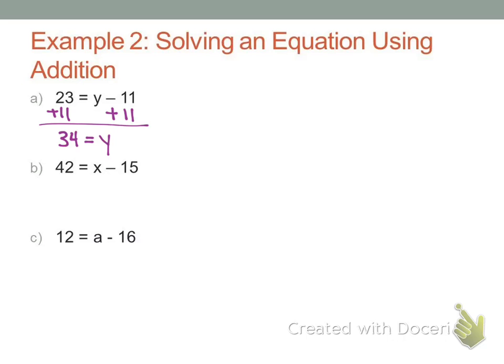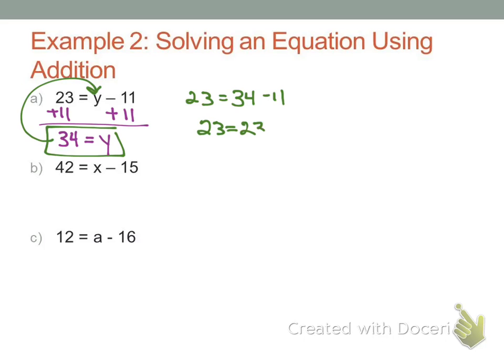I'm going to take my value for y and I'm going to plug it back into the original. Is it true that 23 equals 34 minus 11? Yeah, 23 equals 23. And it checks out. So again, I'm looking for 2 answers on your homework tonight. I'm looking for a boxed answer and a boxed checked answer.